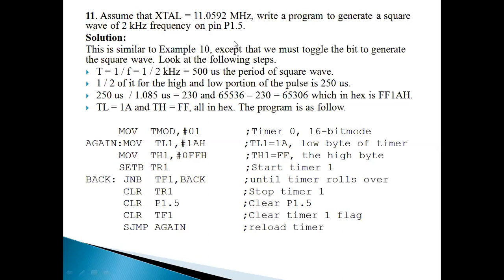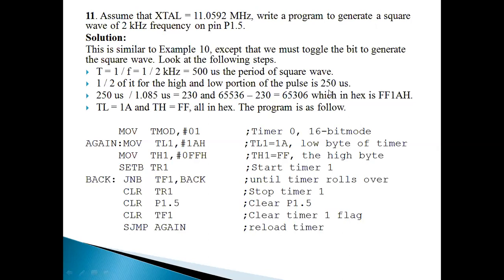Here they have not given the time period, they have given the frequency. Therefore, time period equals 1 divided by f, so 1 divided by 2 kilohertz, which is equal to 500 microseconds, the period of the square wave. Half of it for the high and low portion of the pulse is 250 microseconds. So 250 microseconds for the high portion, 250 microseconds for the low portion.